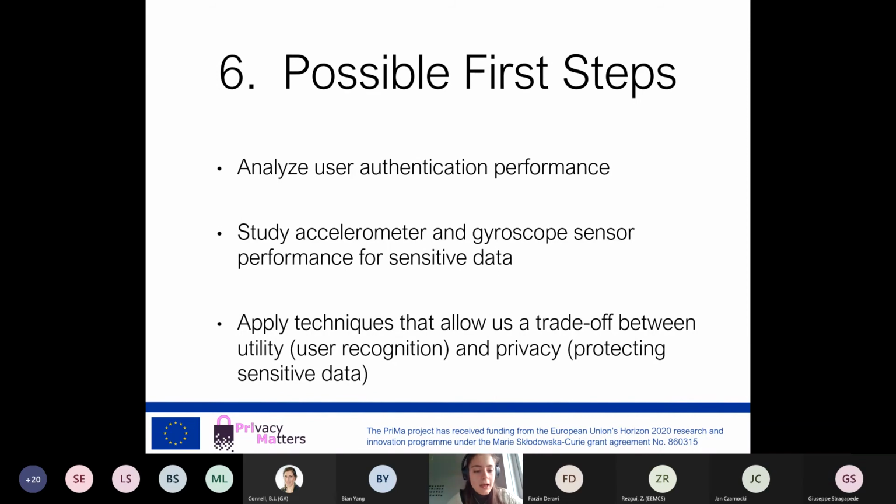And the third one is to apply some techniques that allow us a trade-off between utility and privacy. So the point of my PhD is going to be, at first, to try to compare methods to find high utility with user recognition, but also to try to protect the privacy data, which in our case is the sensitive data. And that's all.